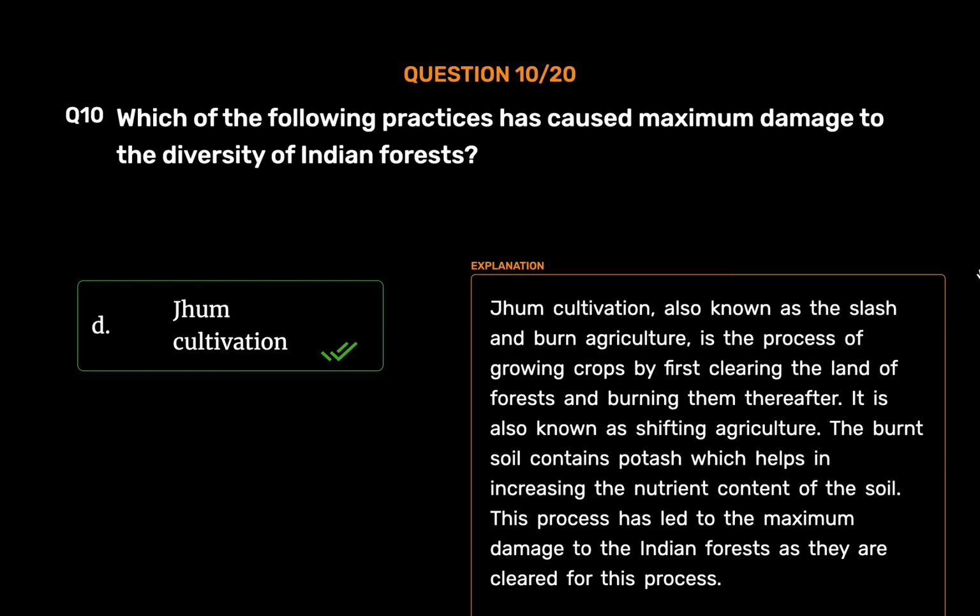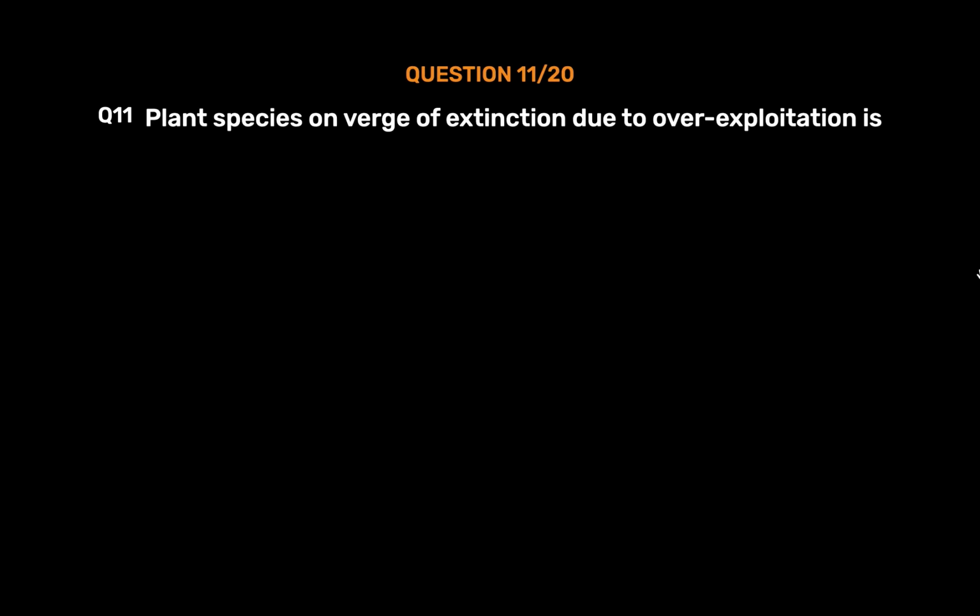It is also known as shifting agriculture. The burned soil contains potash, which helps in increasing the nutrient content of the soil. This process has led to the maximum damage to the Indian forests as they are cleared for this process. Question number 11. Plant species on verge of extinction due to over-exploitation is option A.